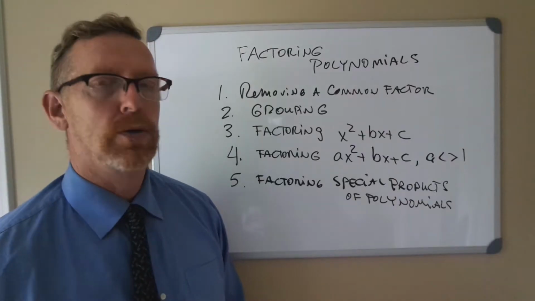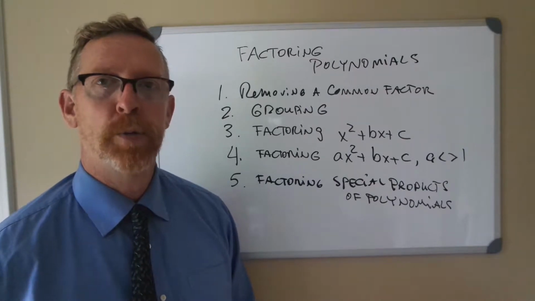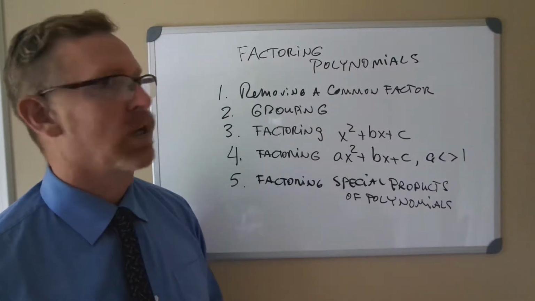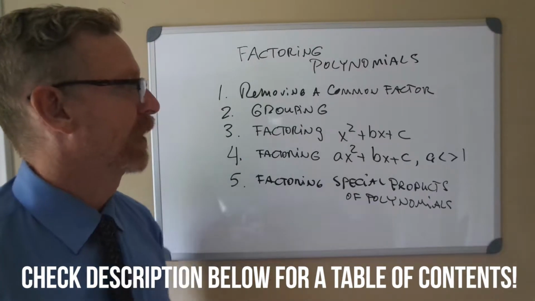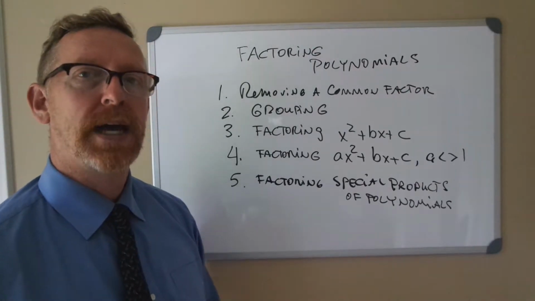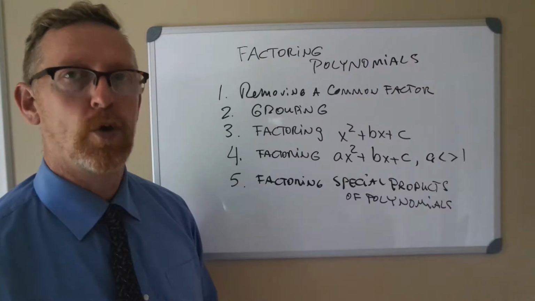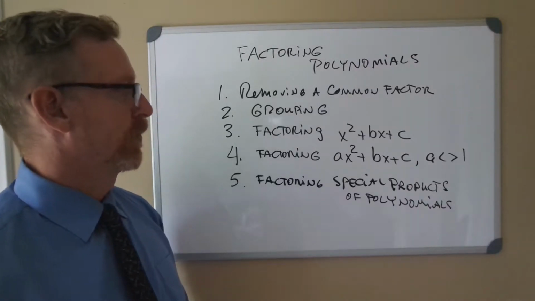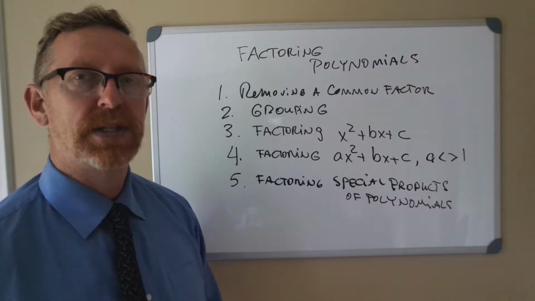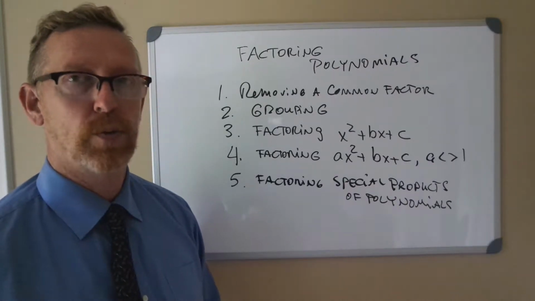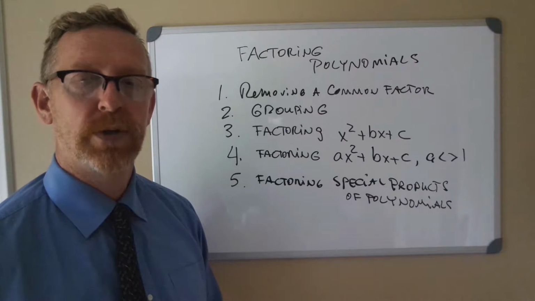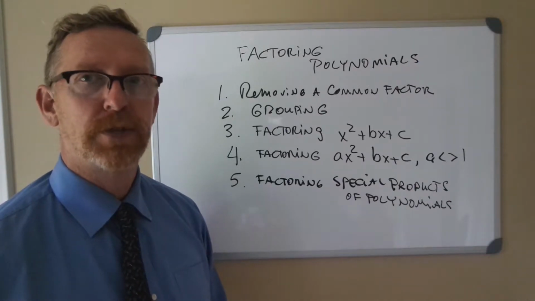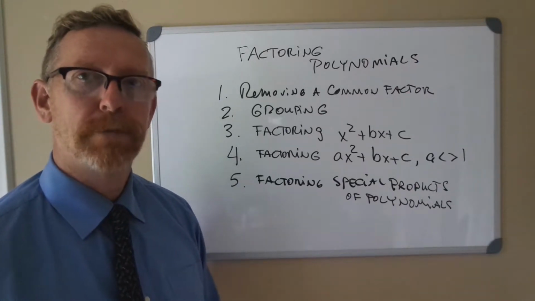There are 5 major ways of factoring polynomials. The first is just removing a common factor. The second is by grouping. The third is factoring the formula x squared plus bx plus c, the form of a polynomial. The fourth is factoring ax squared plus bx plus c, where the a is not equal to 1. And then the fifth is where we'll factor special products of polynomials, and that's pretty much just memorization. So let's get started.